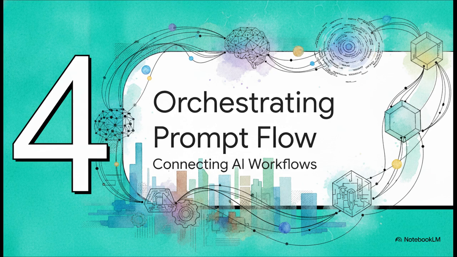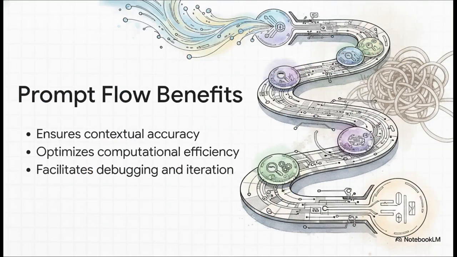Section 4, orchestrating with prompt flow, connecting multi-model AI workflows. So the crucial point is that prompt flow is a highly strategic enterprise framework. By breaking a massive, complex task into a multi-step workflow, you ensure strict contextual accuracy and optimize your computational efficiency. You are effectively filtering out the noise, routing simple tasks to smaller, cheaper models, and removing ambiguity before you ever hit your most expensive, heavy-duty language models. Plus, a flow architecture makes it infinitely easier to debug and iterate on individual steps rather than trying to untangle one massive monolithic prompt when something inevitably goes wrong.